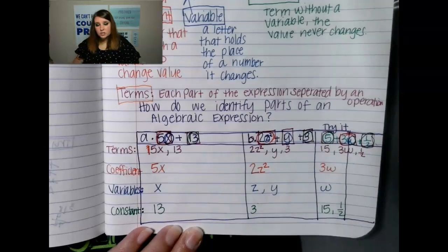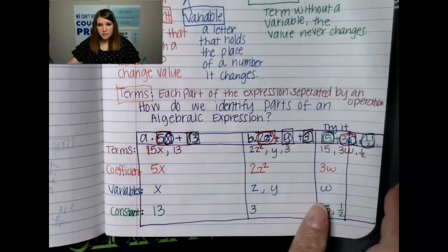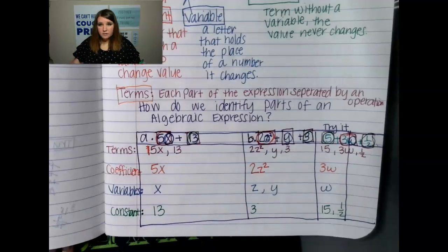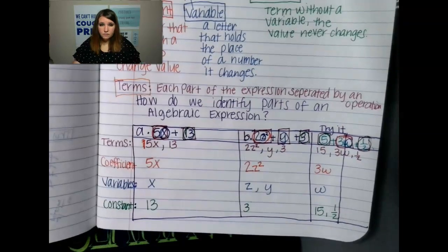All right, how did you do on that? Go ahead and mark yourself right now. How did you do? Give yourself a 3, 2, or 1. All right, and then head on over to the next part of your assignment.